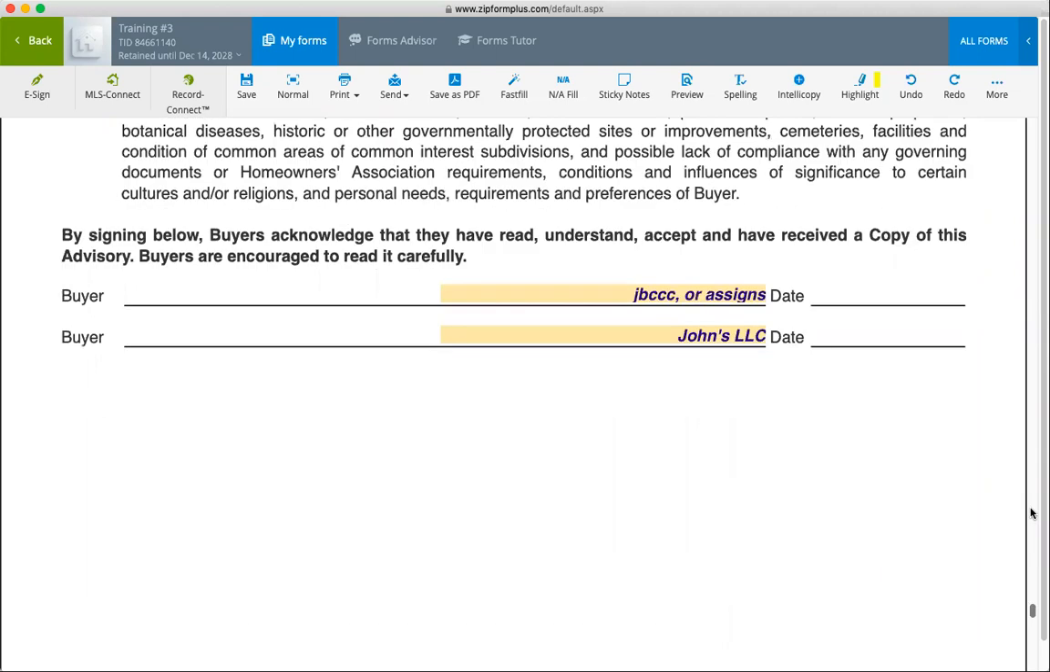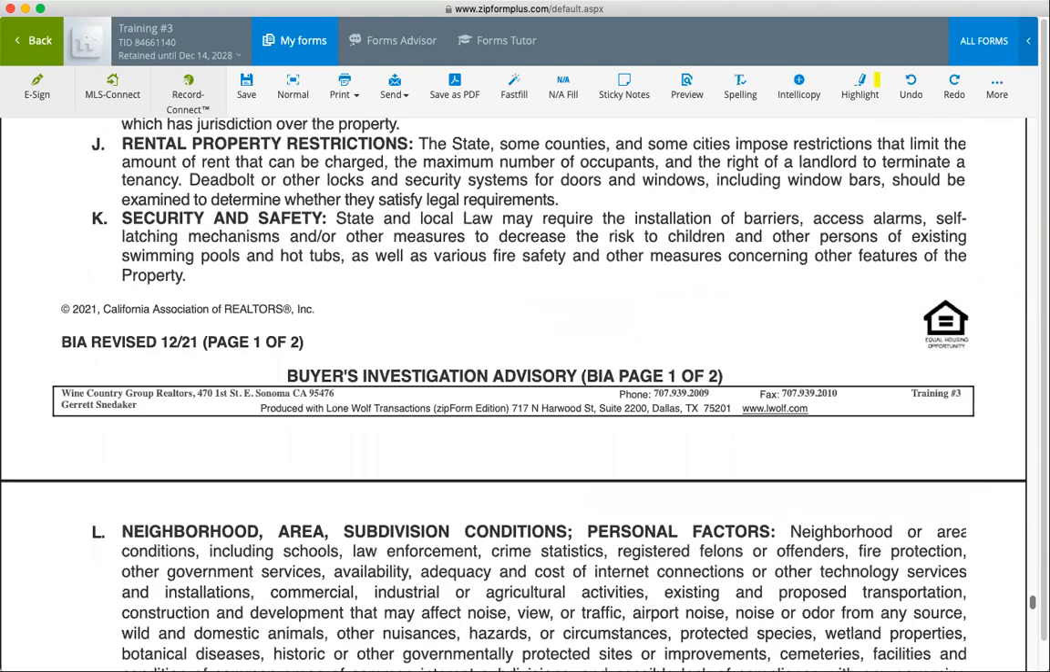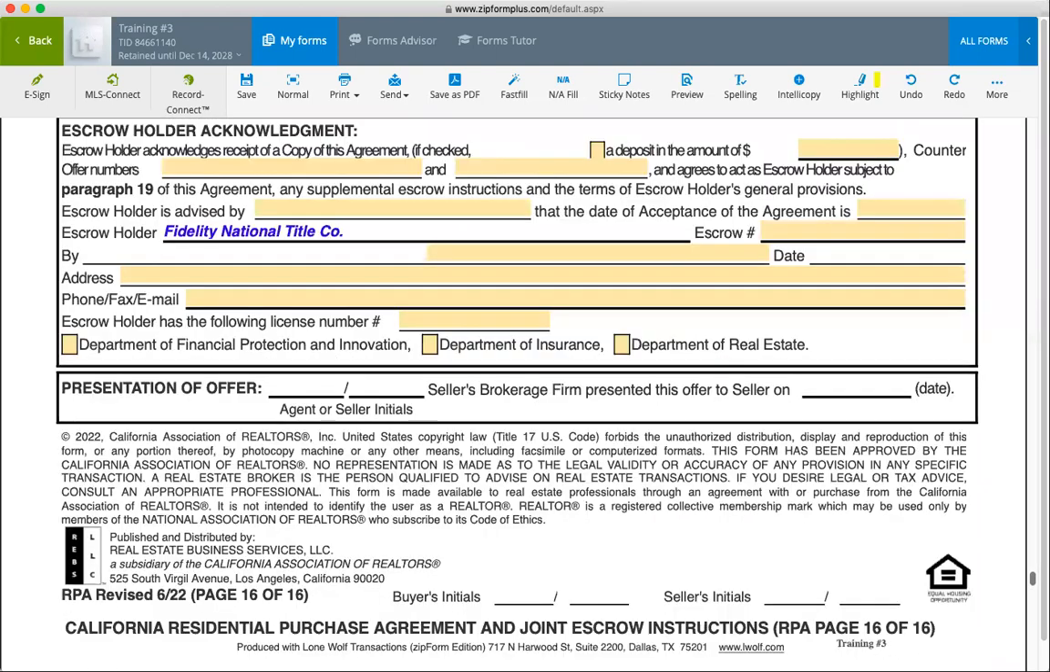Let's just go down there real quick. All right, yeah, you're talking about here. Since I already filled in Fidelity up there above, it's already downloaded it here. Now, we're on page 16, the last page of the contract. It says escrow holder acknowledgement.